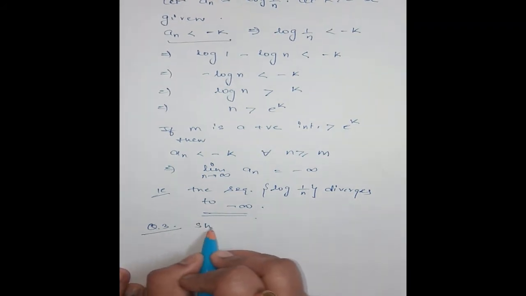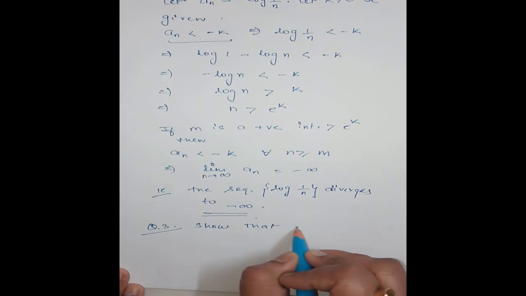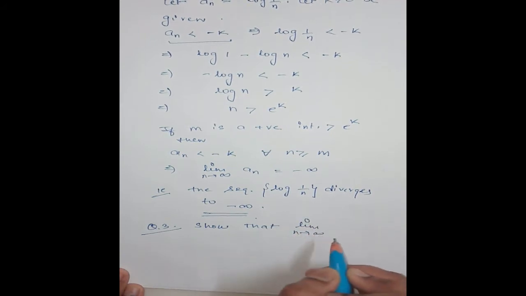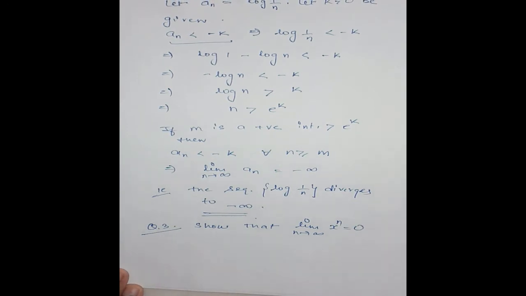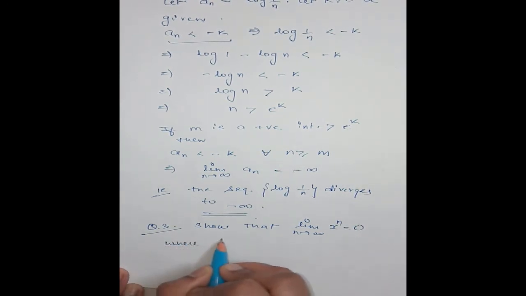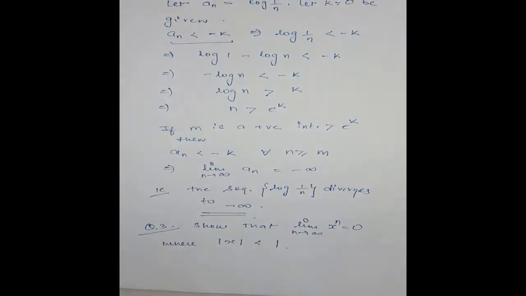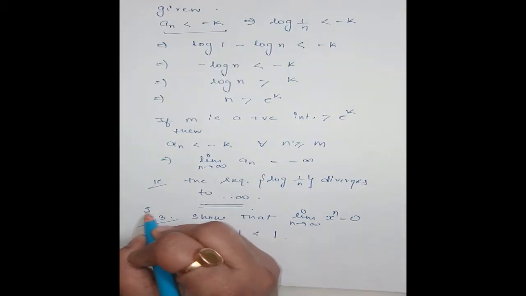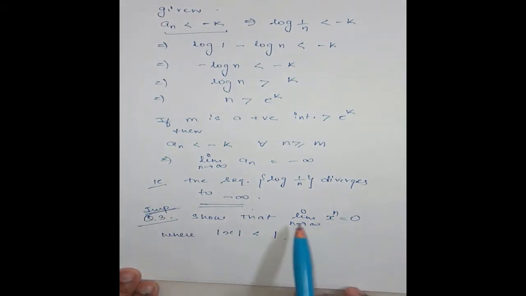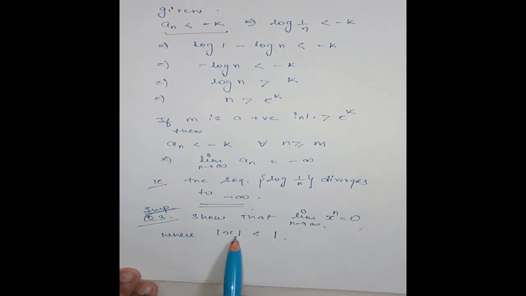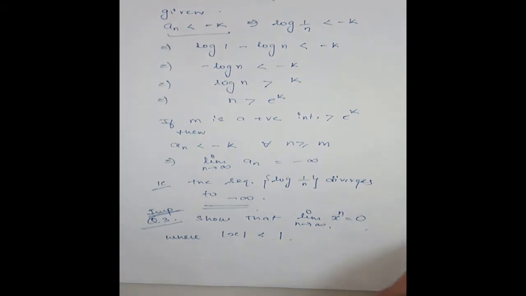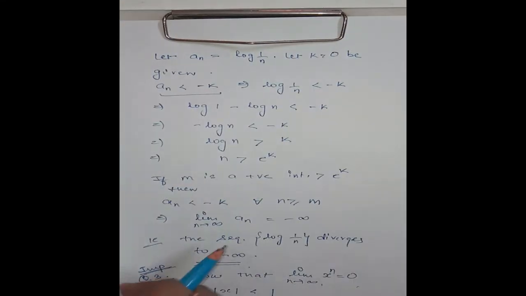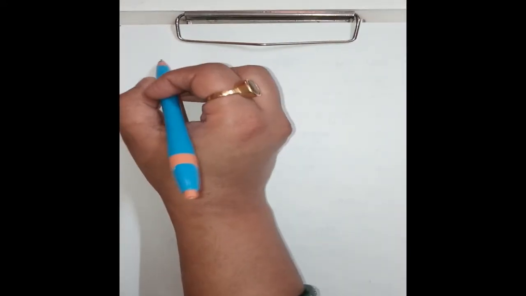Show that limit n tending to infinity x power n is equal to 0 where mod x is less than 1. This is a very important problem. Limit x power n where n tending to infinity is 0 where mod x is less than 1. Now let us solve this problem. Solution.